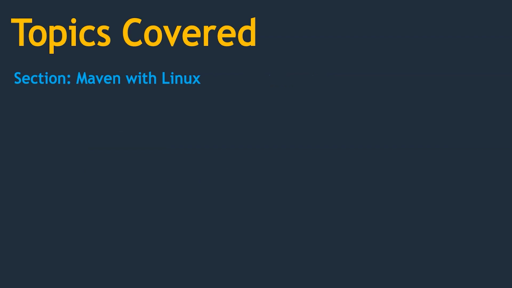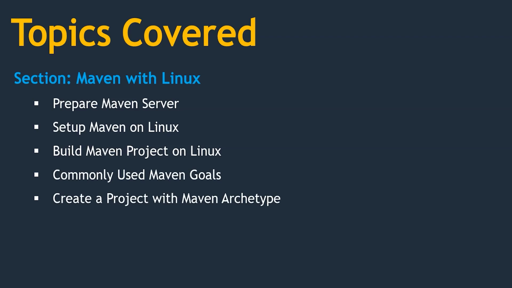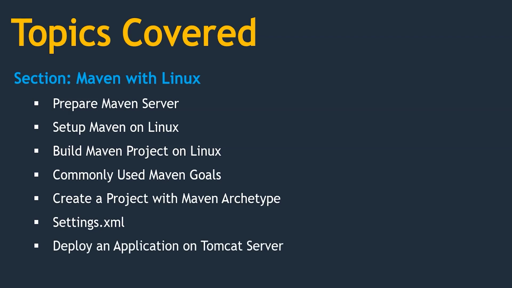In the next section we are going to deal with Maven on Linux. Here we need a Linux system. For that I am going to use AWS Cloud. So preparing a Maven server, next setting up Maven on Linux and building a Maven project on Linux, commonly used Maven goals, creating a project with a Maven archetype, next settings.xml, and at last deploying an application on a Tomcat server. Whatever application we build over here, that we are going to deploy on the Tomcat server.